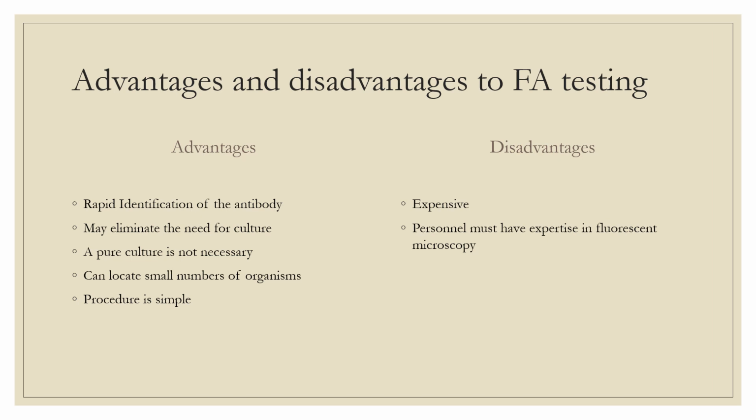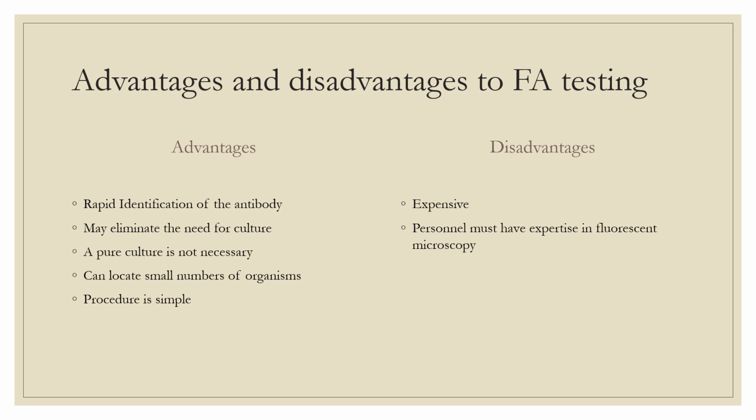There are some advantages and disadvantages to fluorescent antibody testing. Some of the advantages for using fluorescent antibody testing is that it's rapid and that it's very specific. So an advantage is that we can rapidly identify the antibody being present in cases such as Bordetella pertussis or RSV or Giardia cryptosporidium. It may actually eliminate the need for culture because it is so sensitive and quick.